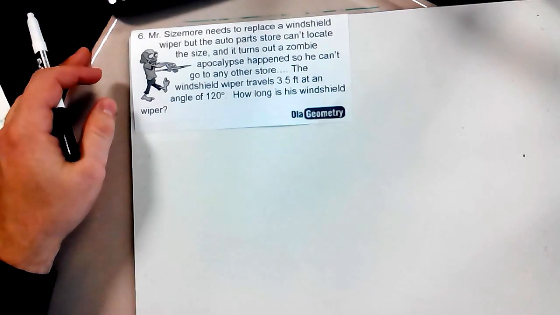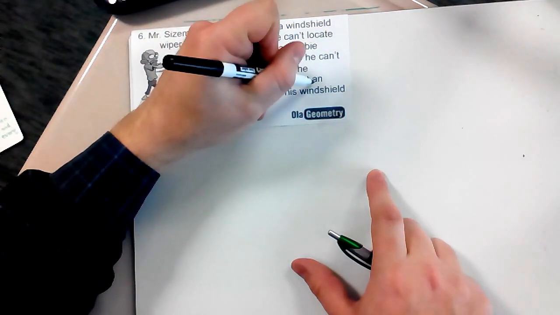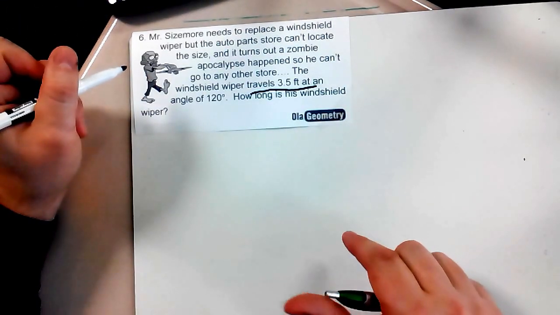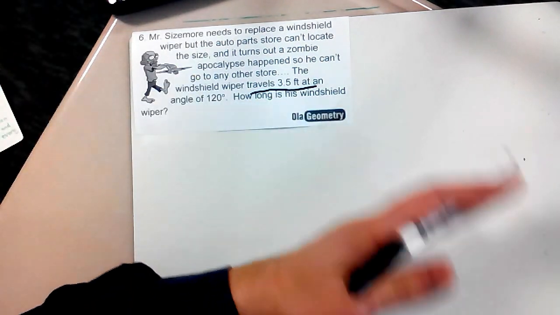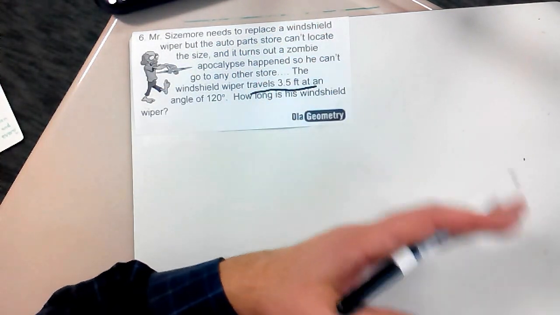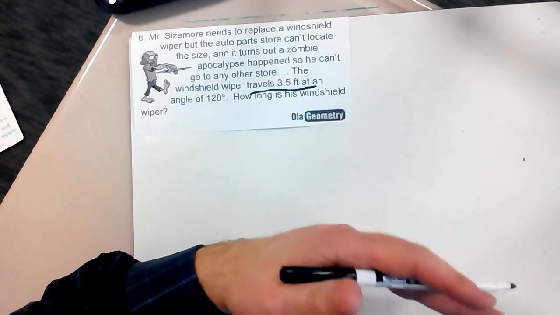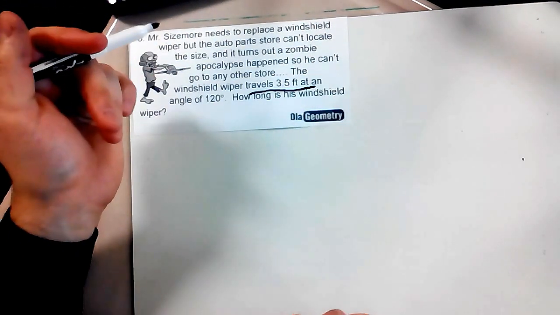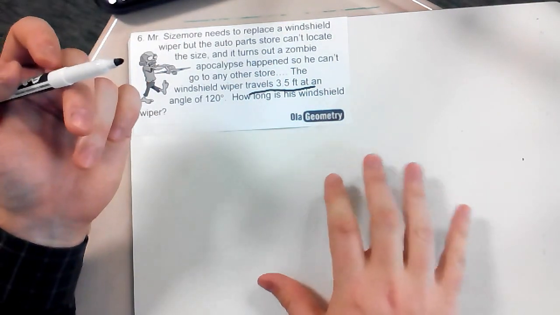The windshield wiper travels 3.5 feet at an angle of 120 degrees. How long is the windshield wiper? The fact that the windshield wiper travels a distance is my indication that this is arc length. If we think about how a windshield wiper works, it's the radius of a circle. Next time you're in your car and it's raining, look at how the windshield wipers work, and you'll see that it's more like a radius. So we're going to work this out as an arc length question.